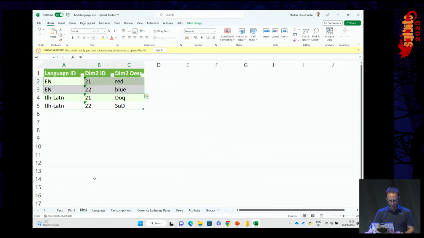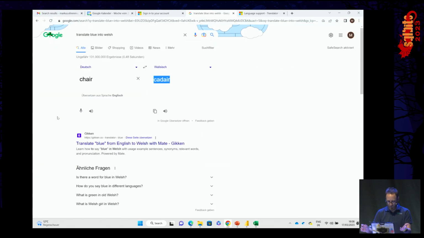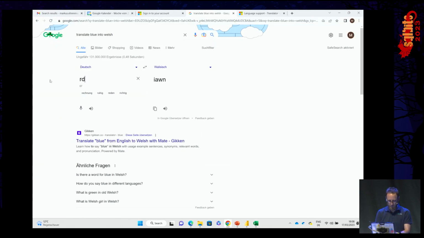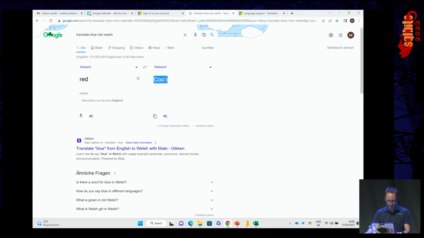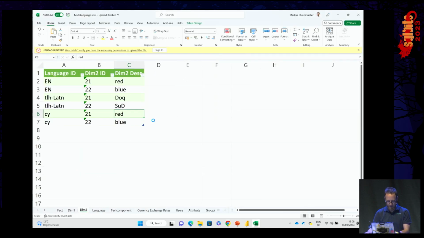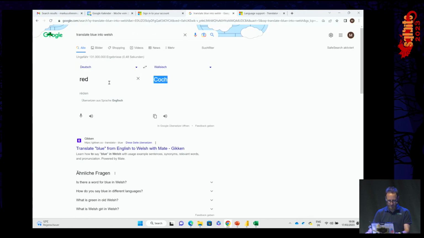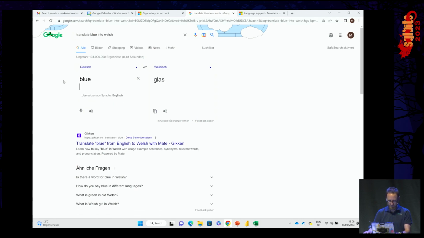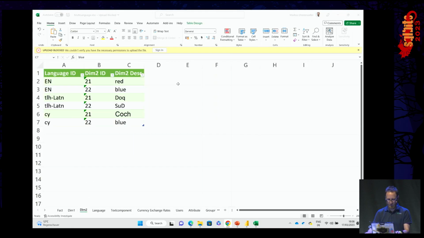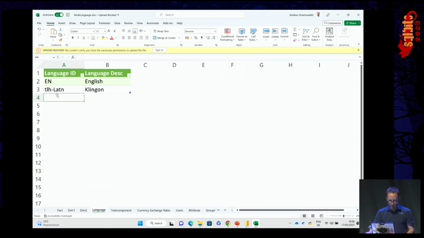Okay, and dimension 2 is then the colors. So again, I use this as Welsh and duplicate once more the colors I'm having here. So red and blue. Glas, okay. Last but not least, I also have to add Welsh here, so this should be Welsh, right? Hope I write this right.